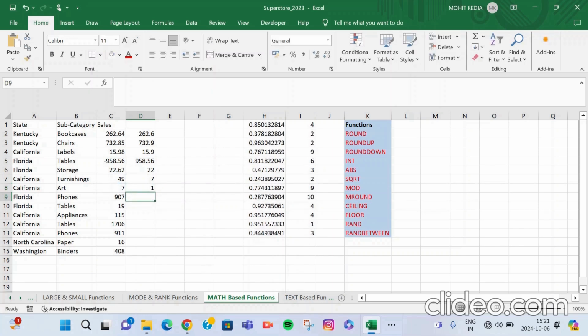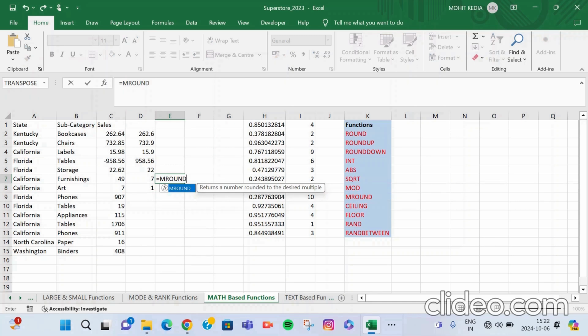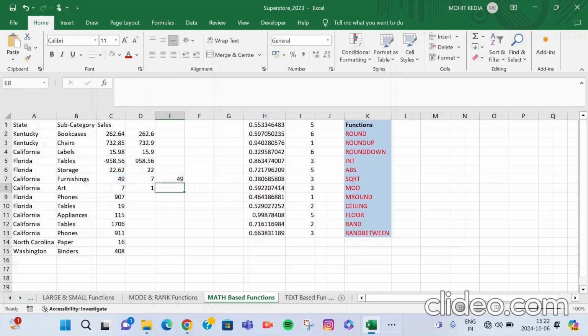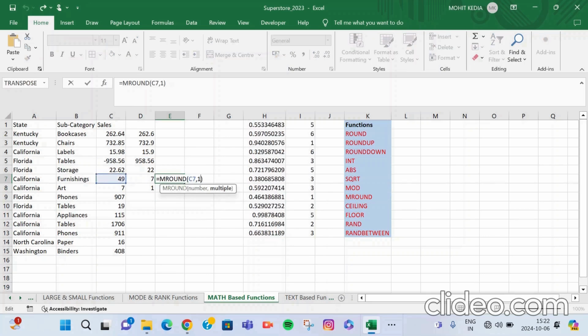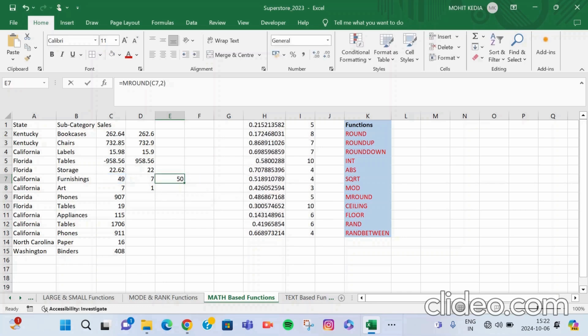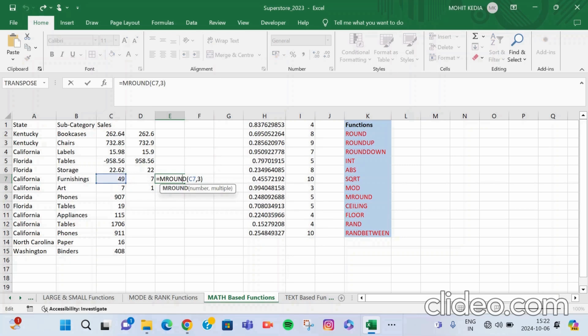Then we have m round. Let us zoom in on m round. This is my number. Suppose the multiple is 1, so it should be 49. If the multiple is 2, this will be 48 or 50, the nearest multiple. If the multiple is 3, then it should give 48. If the multiple is 4, then again it should give 48.